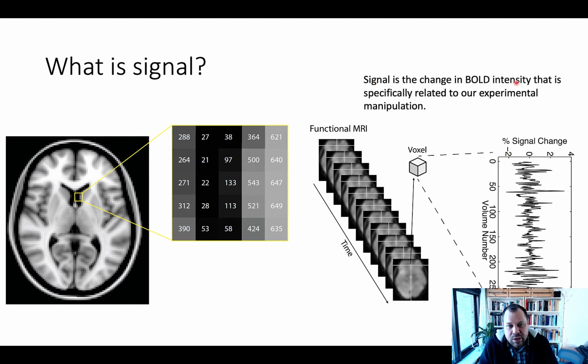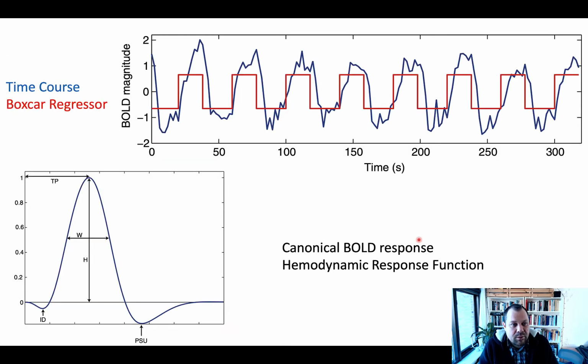So signal is the change in BOLD intensity that is specifically related to our experimental manipulation when it comes to functional MRI. So we have the anatomical MRI signal on the left and the functional MRI signal here on the right. And the way we then analyze this, just to briefly illustrate this, we know exactly what happens in the experiment, and we can identify the time points at which, let's say, our participant is paying attention to a certain task within the experiment.